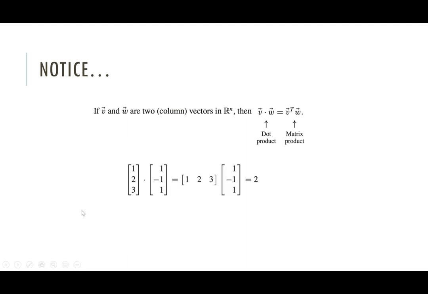So for example, if we have the vector 1, 2, 3 dotted with 1, negative 1, 1, and we calculate that, this is going to be 1 minus 2 plus 3, which is going to be 2. And then if we take this row vector times this column vector, well, remember when we were defining matrix multiplication, you take the row dotted with the column, and you would also get 2.